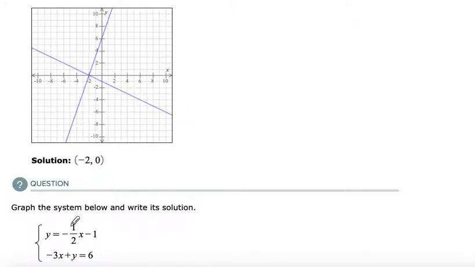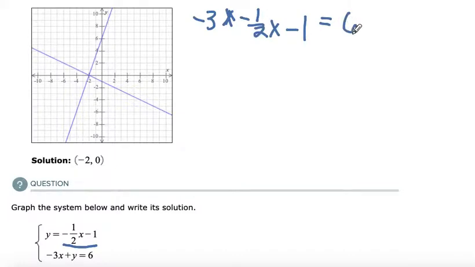I can get that by substituting in y into this equation. So if I have negative 3x, and then I'm going to substitute in for y. I'm just going to write negative 1/2 x minus 1, and I just got that from here because that's what y equals, and then that is equal to 6.